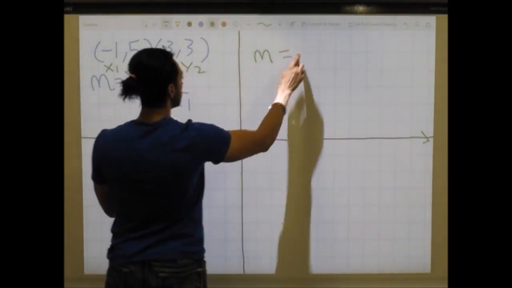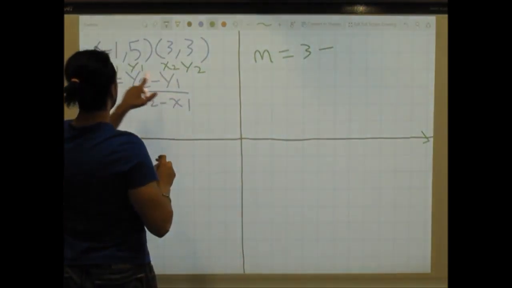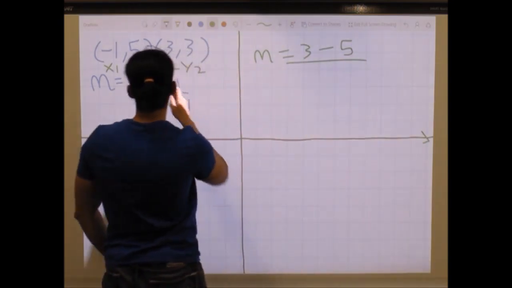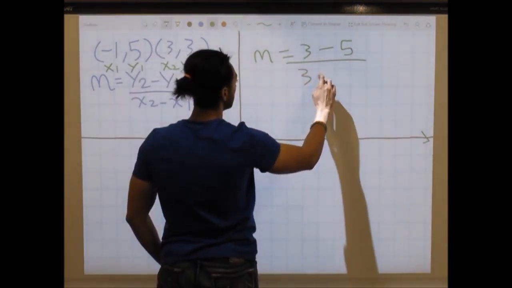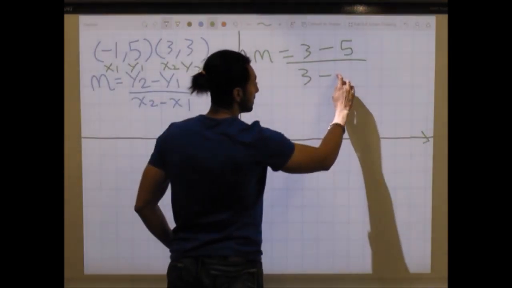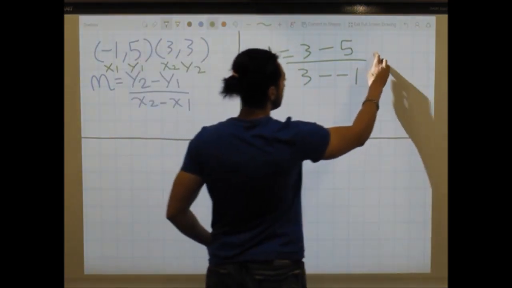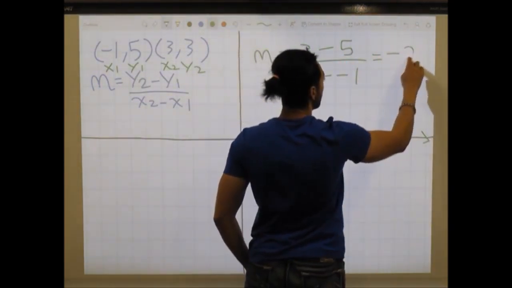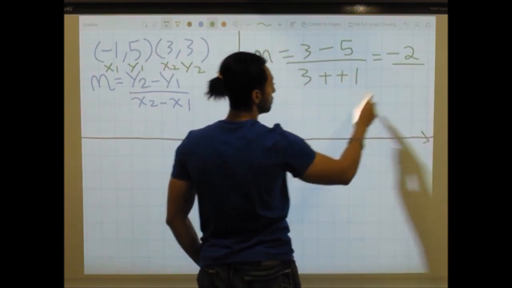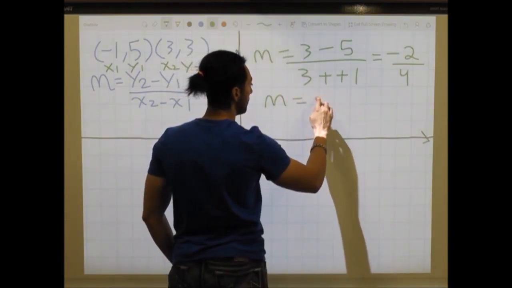So m is going to equal, my y2 is 3, y1 is 5, x2 is 3, and x1 is a negative 1. This is a common mistake. Make sure you stay consistent with your negatives. So 3 minus 5 would be a negative 2, and 2 negatives would make a positive. So 3 plus 1 is 4. Letting me know that my slope reduces down to a negative 1/2.